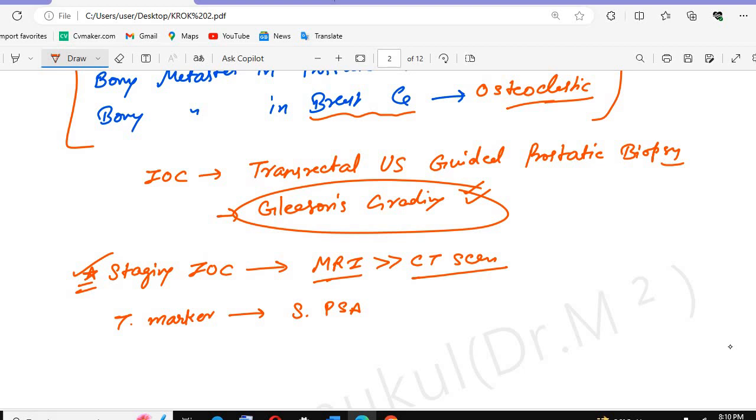You need to remember the CT scan because this is in your Krok 2 exam. That's why I am saying you need to remember the CT scan. For other exams you don't need to remember the CT scan, just remember the MRI. Okay, and the tumor marker is what? The serum prostate specific antigen. Tumor marker is the serum prostate specific antigen. Okay, that you need to remember.